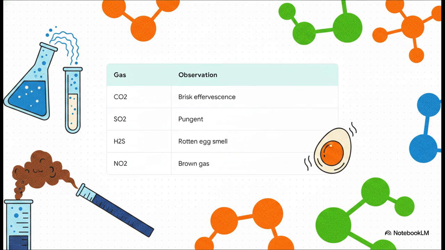Once we have that pure extract, we add dilute acids, and the gases that escape, they're literally confessions. We just watch and listen. Brisk effervescence with a gas that turns lime water milky, that's carbon dioxide, period, proves we have a carbonate. A pungent gas that also turns lime water milky, that points to sulfite. A brown gas that turns starch paper blue practically screams nitrite. The chemistry is literally speaking to us right here through these escaping gases.